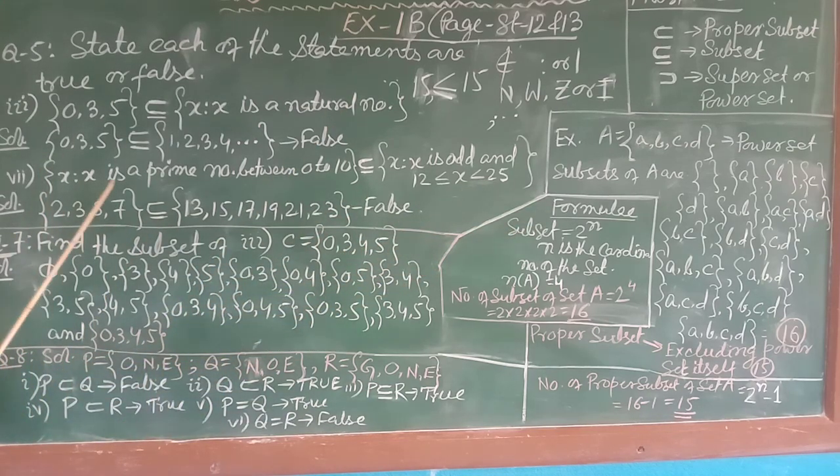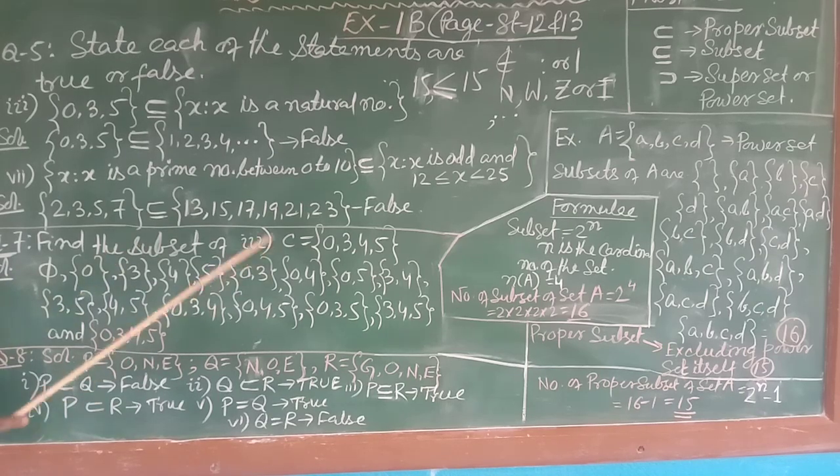See this set. Where is it differing? These are all odd numbers, fine. But these odd numbers are not all here. Moreover, 2 is an even number here, and 2 is not included here. So this is also not a subset of this particular set. So it is also false. You understand? Now moving on to the next question.